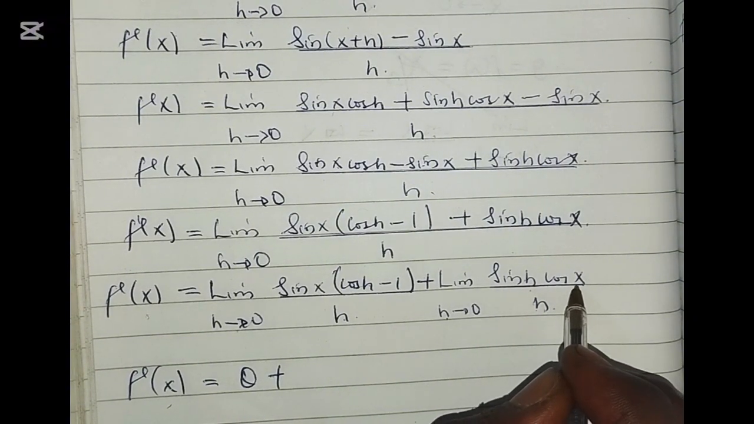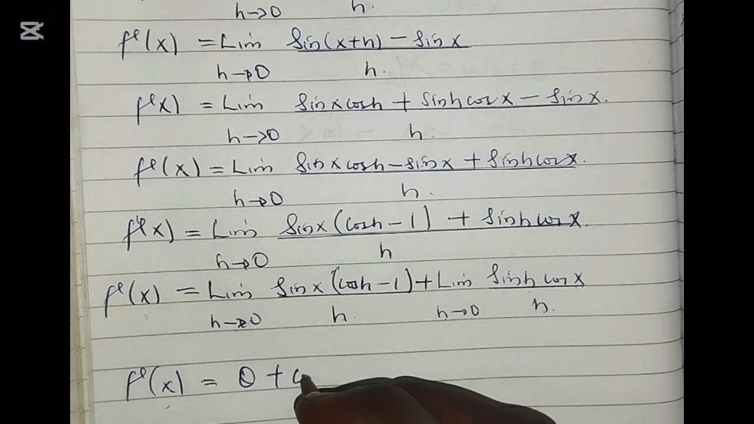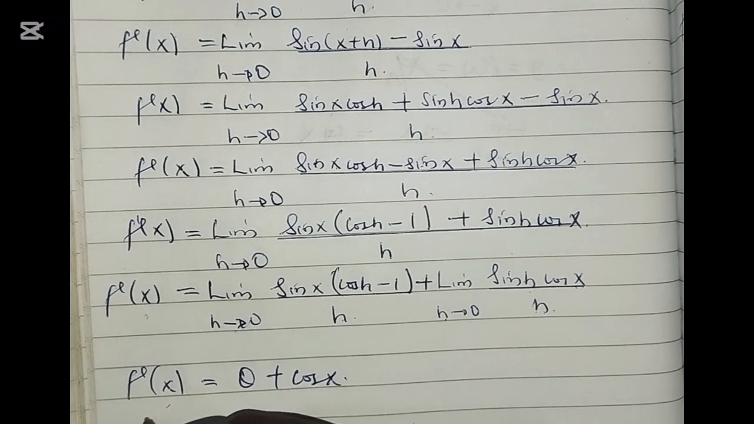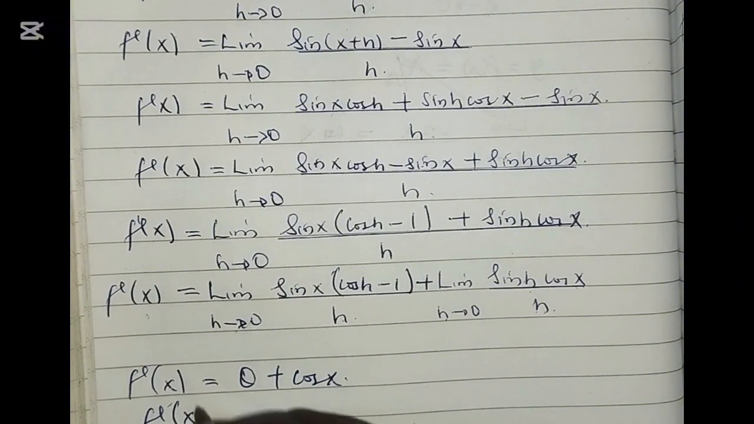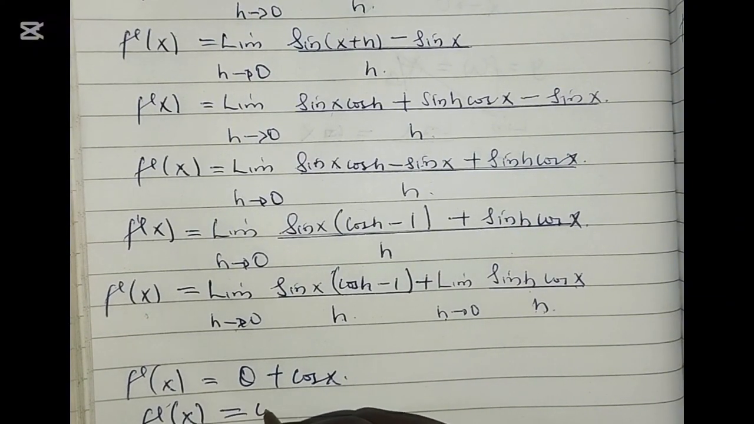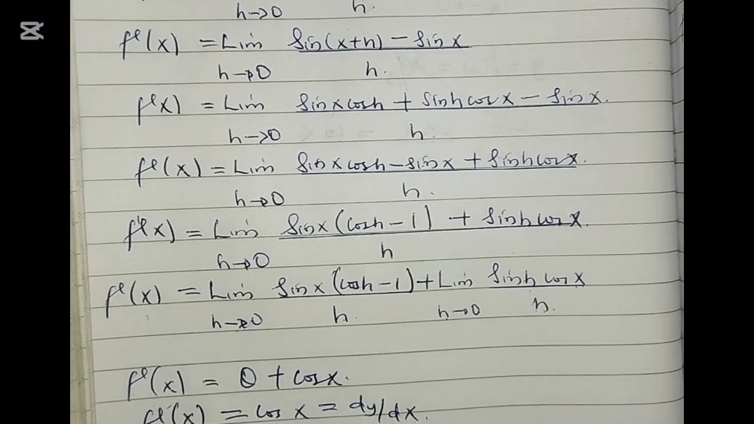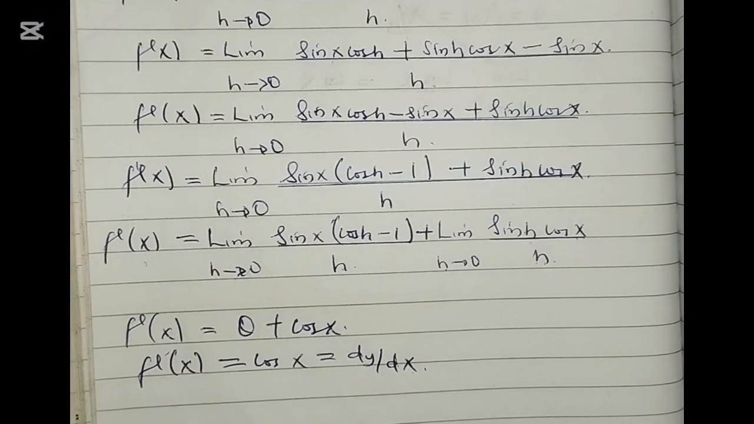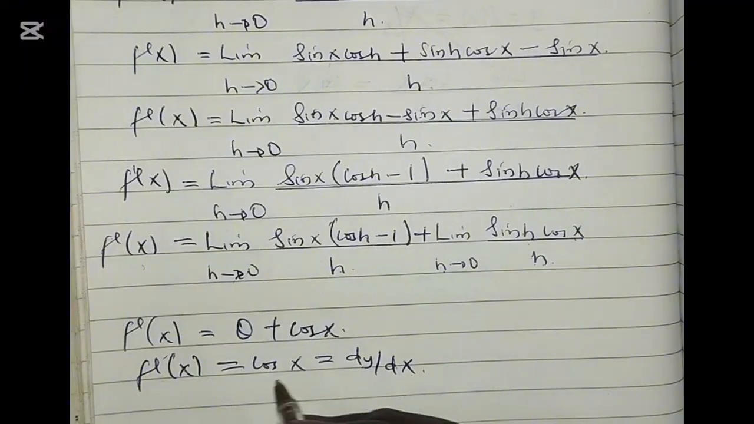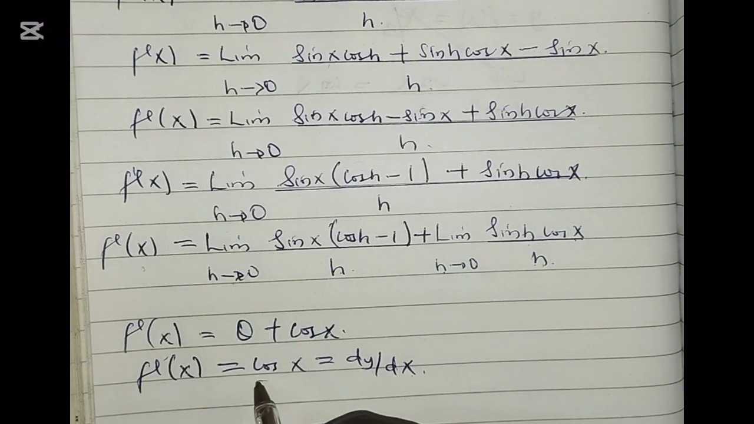Cosine of x is cosine of x. 1 times cos x is cos x. So we have it as cosine x. So we can say f prime of x is equal to cosine x, which is equal to dy dx. So the dy dx for the function sine x is equal to cosine x.